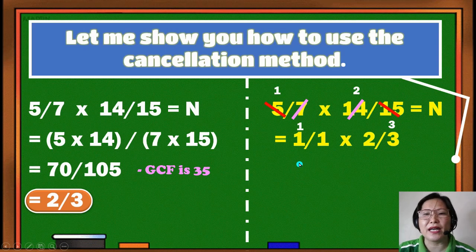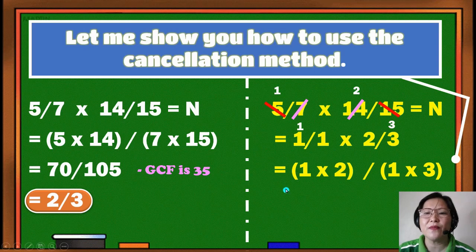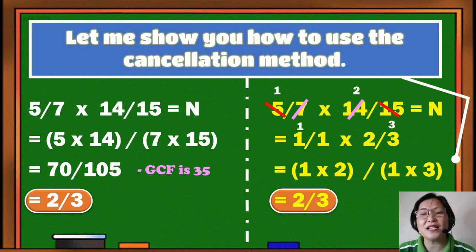And we will now apply our knowledge of multiplication of numerators and denominators. So that will be 1 times 2 over 1 times 3. And the answer is 2 thirds, which is the same as the answer using the long method. So you see, it is easier to use the cancellation method because the numbers become smaller and it becomes easier to multiply them. But what's important is you know how to get their greatest common factor.